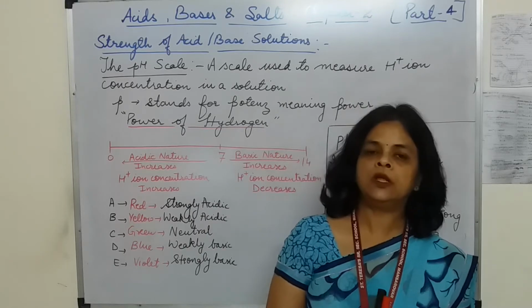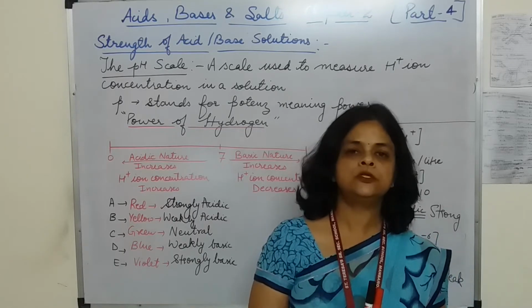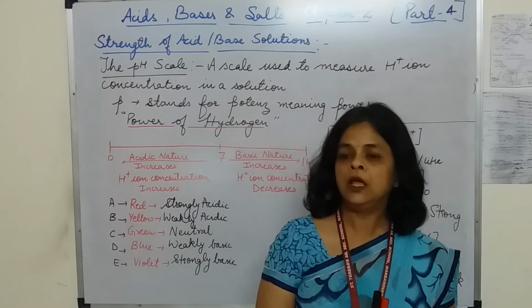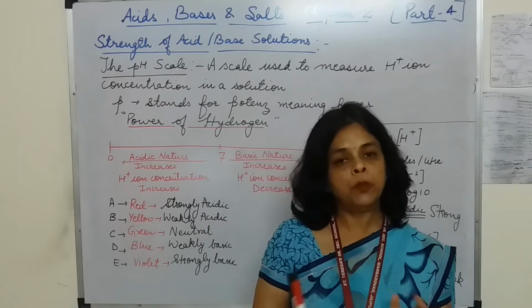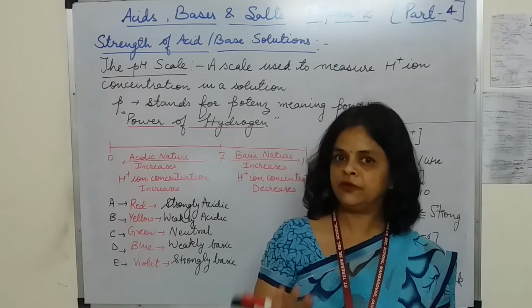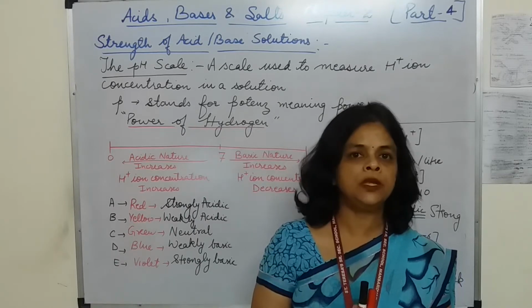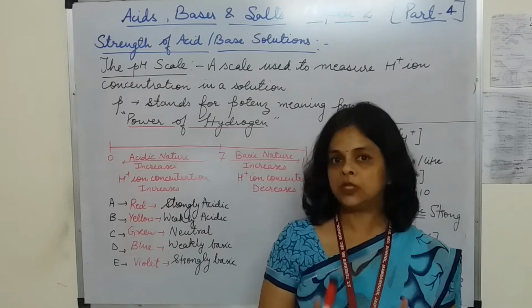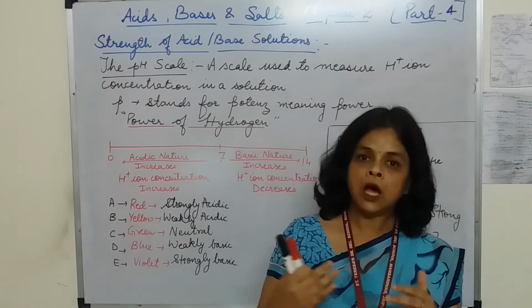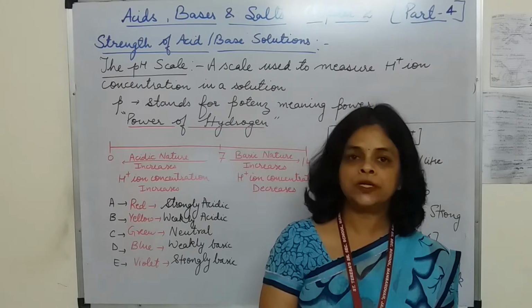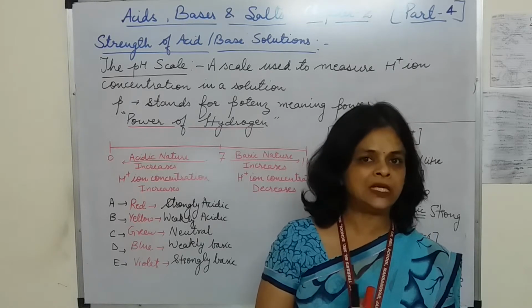But suppose you are having two test tubes. In the first test tube you are having hydrochloric acid and in the other test tube you are having acetic acid. Okay, both are acids, and if you add phenolphthalein in both the test tubes, it will remain colorless. That means both are acids. Now how to find out the strength? That means out of the two acids, which one is the stronger acid and which one is the weaker acid.